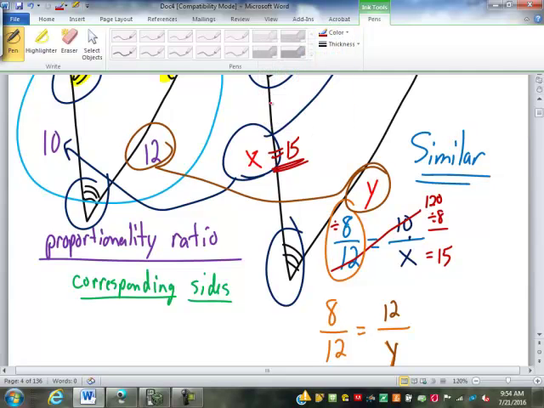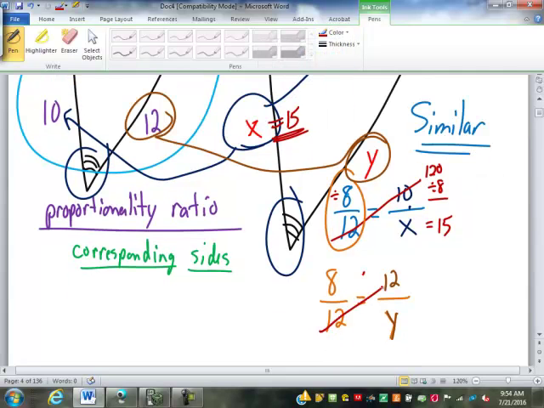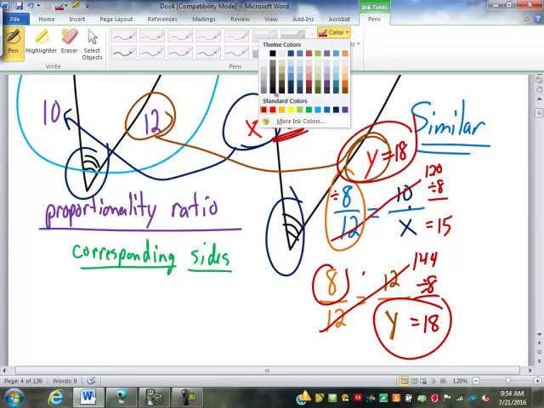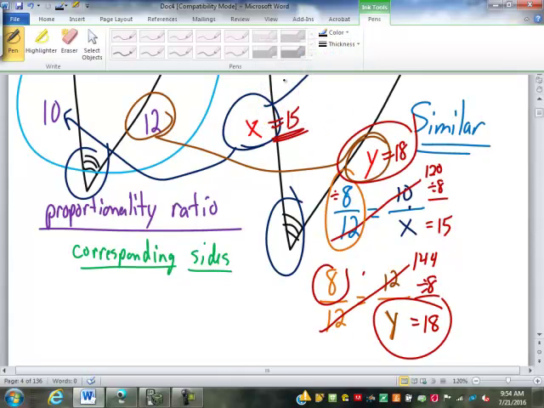And we are going to cross multiply and divide. 12 times 12, 144. And then we divide by 8 is 16. That's not right, is it? 18, sorry. So y is 18. Not so bad?